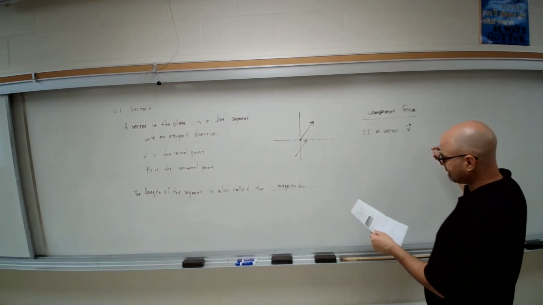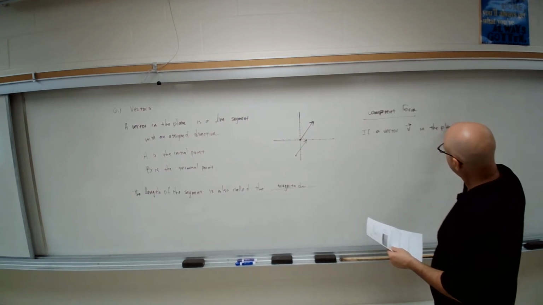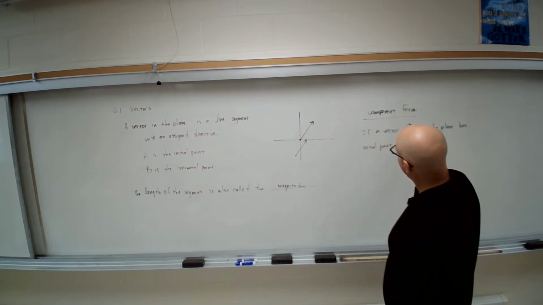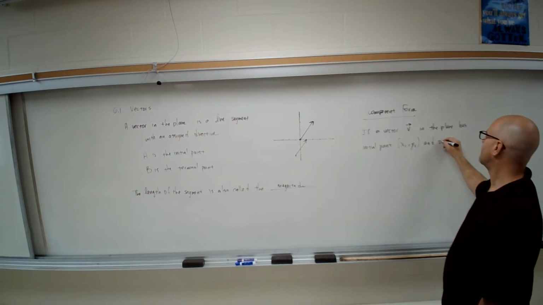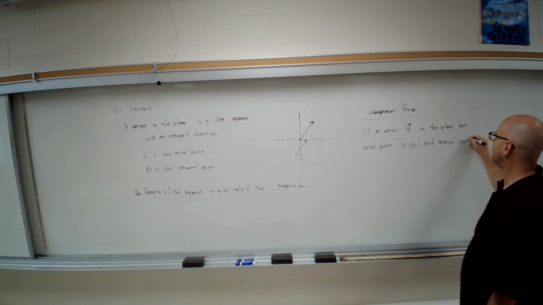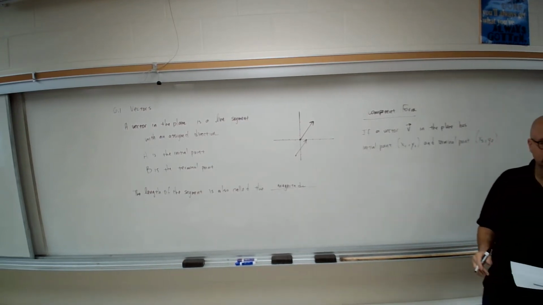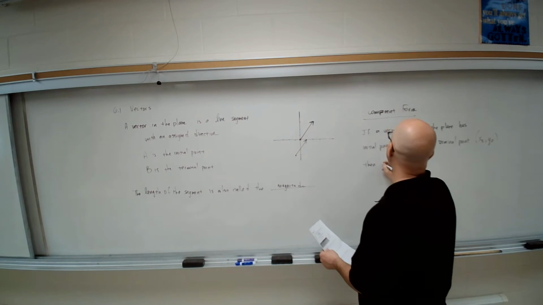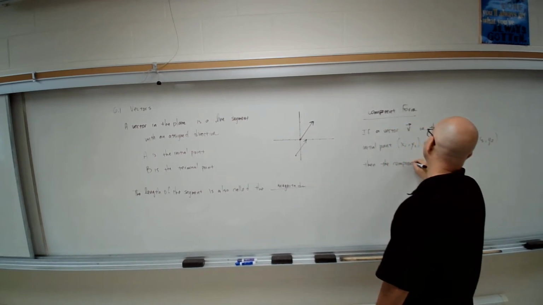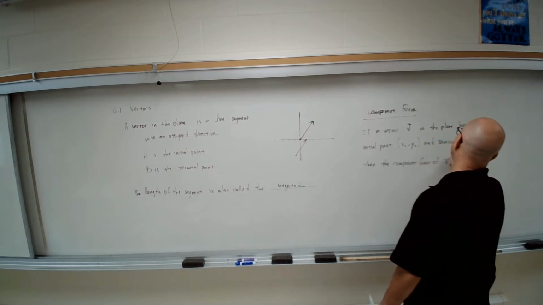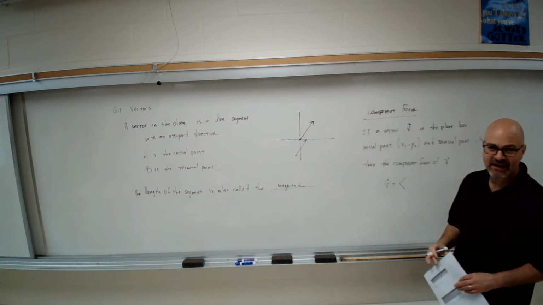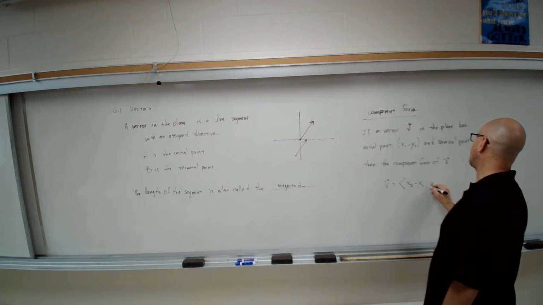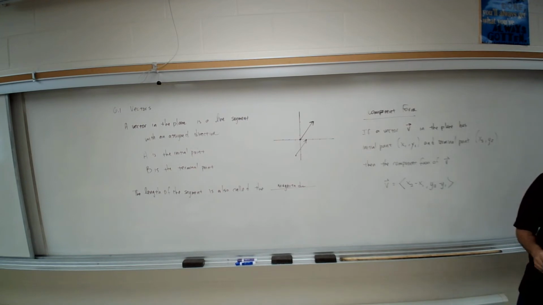So if a vector v in the plane has the initial point x sub 1, y sub 1, and terminal point x sub 2, y sub 2, these are just x, y coordinates, then the component form of v, and we use these angled brackets here, is the terminal x minus the initial x, and the terminal y minus the initial y. So that would give us our component form.